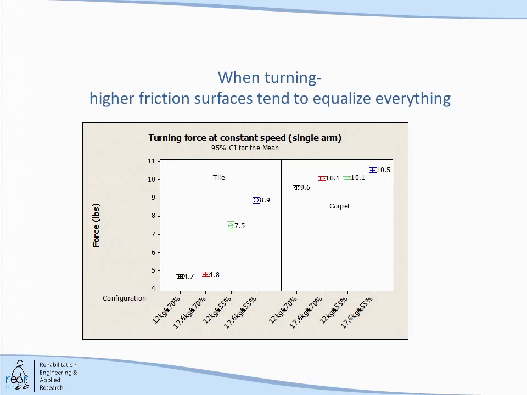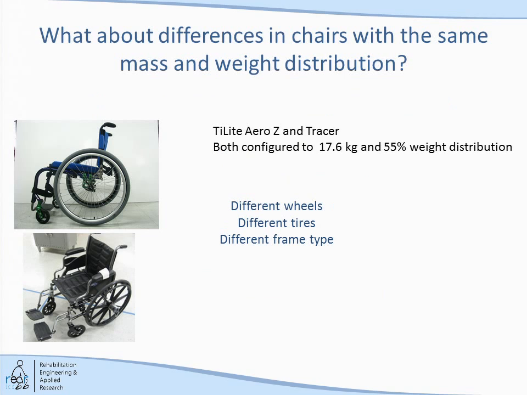5.5 kg. And now you see this turning force on tile is much greater when you start adding in all the baggage associated with mass distribution, okay? And then on carpet, everything equals out a bit. The differences between chairs in high friction situations are less different, okay?